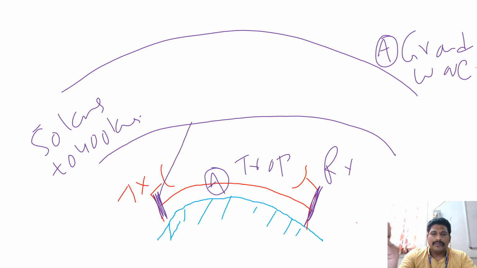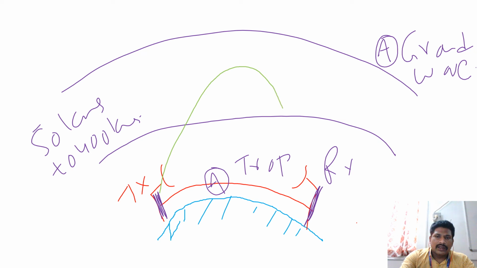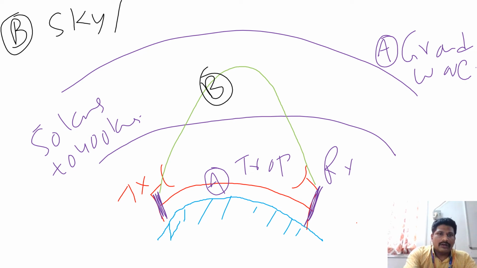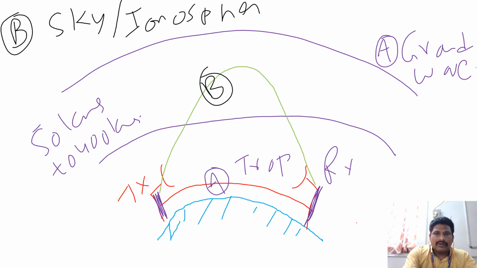With green color, it enters into the ionosphere, bends back and comes to the receiver. I am representing this with B. B indicates sky wave or ionospheric wave propagation.